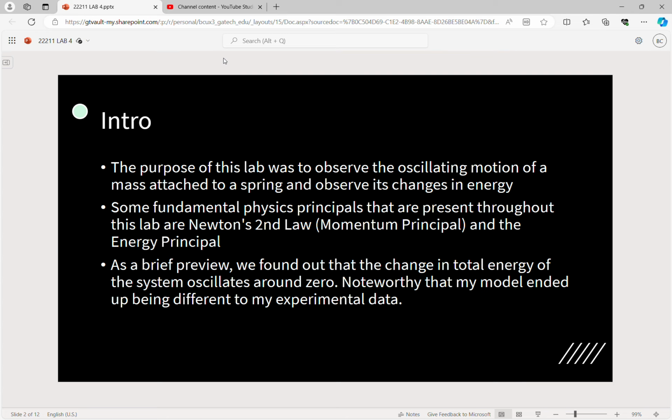Intro. The purpose of this lab was to observe the oscillating motion of a mass attached to a spring and observe its changes in energy. Some fundamental physics principles that are present throughout this lab are Newton's second law, which is the momentum principle, and the energy principle. As a brief preview, we found that the change in total energy of the system oscillates around zero. It is also noteworthy that my model ended up being different than my experimental data.